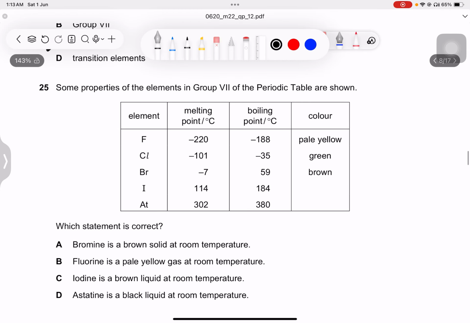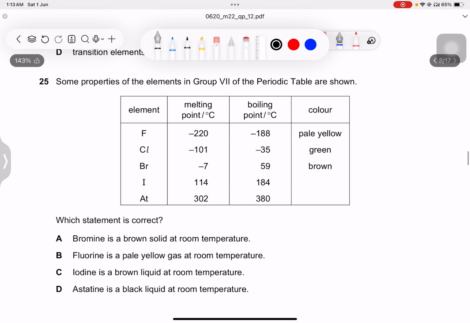Next, some properties of the elements in group 7 of the periodic table are shown. Which statement is correct? Bromine is a brown solid. It is not a solid because at -7 it turned from solid to liquid. And till it reaches its boiling point, it will remain a liquid. So it is a liquid at room temperature.